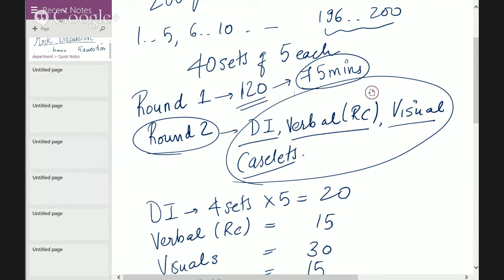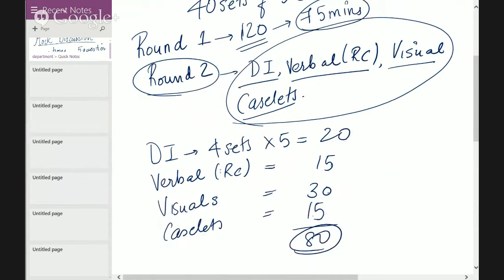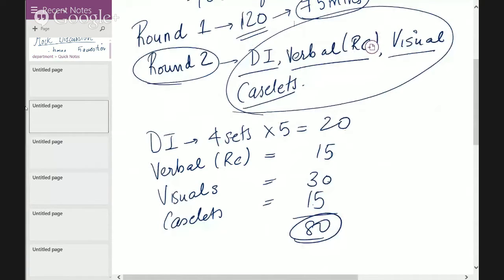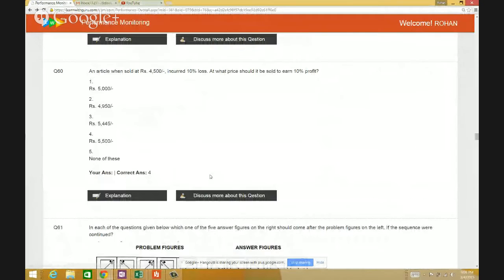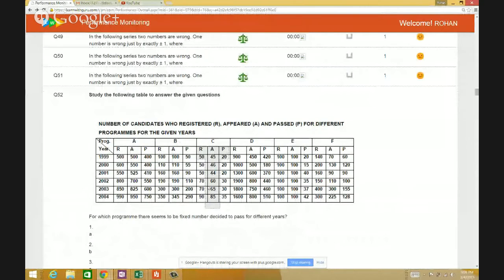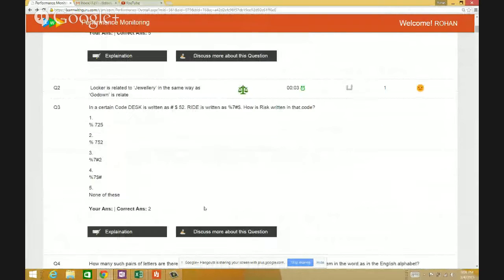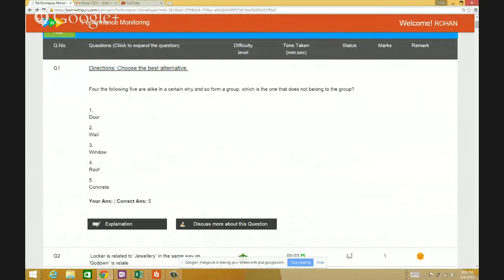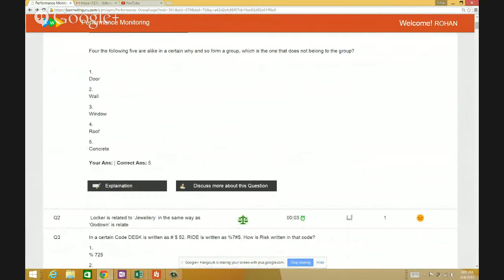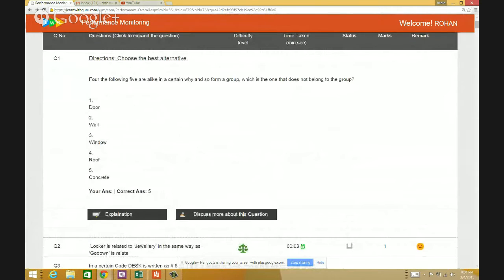Let's move ahead and talk about one of the mocks. I'll just take mock 4, as I promised earlier. Let's go through the questions one by one. All the mocks are more or less similar when it comes to CT, because CT is a very patterned paper. For example, in mock 4, the first question itself is a miscellaneous question. 4 out of the 5 are in a certain way: door, wall, window, roof, concrete. Obviously concrete is the answer because the remaining form a part of the house.